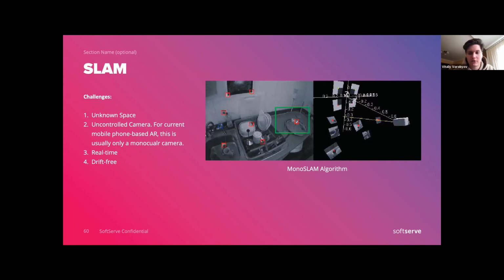To make augmented reality work, the SLAM algorithm has to solve the following challenges. The first one is the unknown space, because our device actually doesn't know the environment in which it starts working. The second is uncontrolled camera. For current mobile phone-based augmented reality, this is usually only a monocular RGB camera. It should work in real time, and also it should be drift-free. The image on the right is from the MonoSLAM algorithm and showcases what you want to achieve by using SLAM. You want to find the tracked feature points, the relation in space, as well as the inferred camera position.